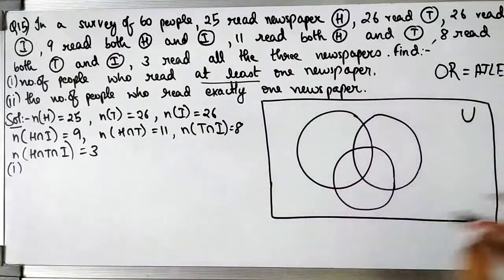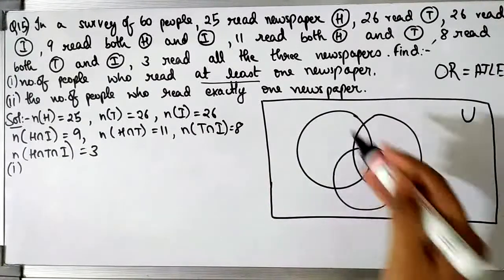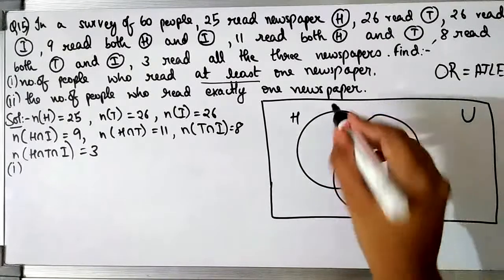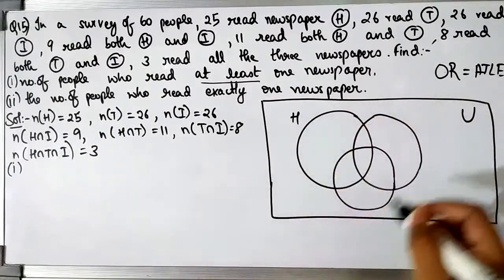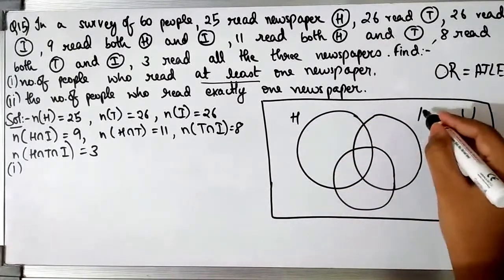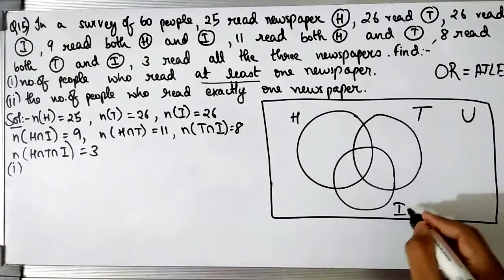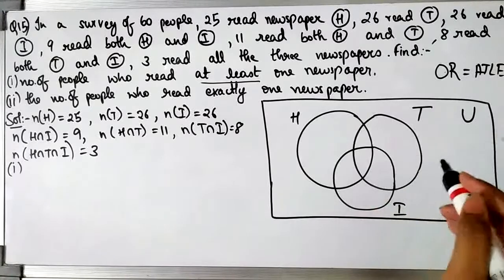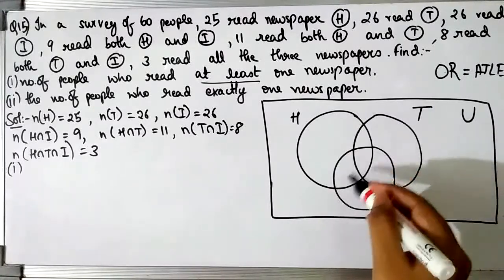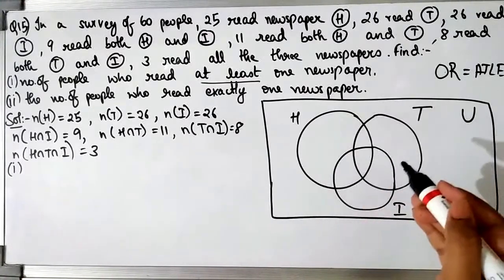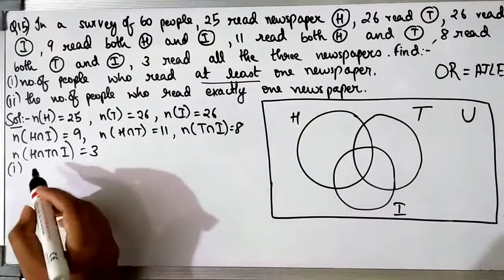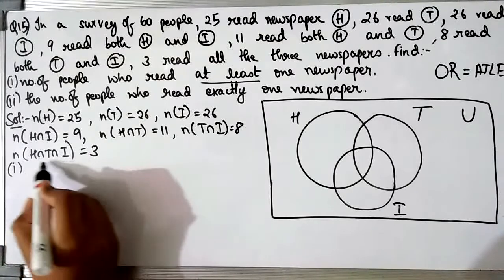So let us consider this rectangle to be our universal set, and this first circle which you can see, let us consider this to be our set H, to be our newspaper H. Then let us consider this to be our newspaper T, and the third circle to be the newspaper I. Now let us shade the region. Now whenever we have to shade the region and mention the number of elements of the set, always start with the intersections first. So you have 3 intersections given here of 3 sets.